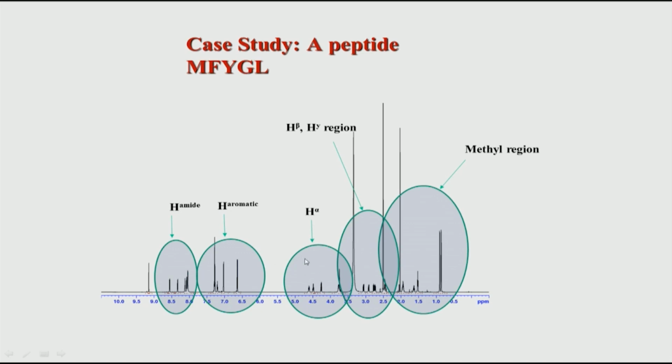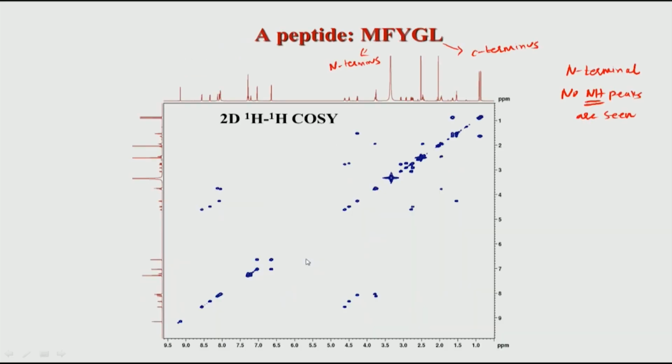Let us go through the different 2D spectra for this peptide. The first experiment you would record is the 2D proton-proton COSY, and as we have seen, this experiment correlates two protons which are close to each other. In this peptide we will call this side the N terminus and this side the C terminus. This is the nomenclature typically used in peptide or protein assignments.